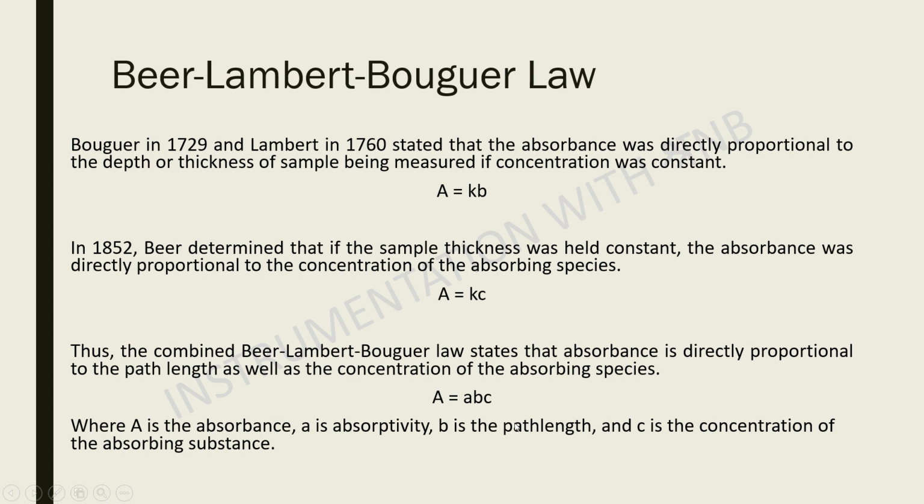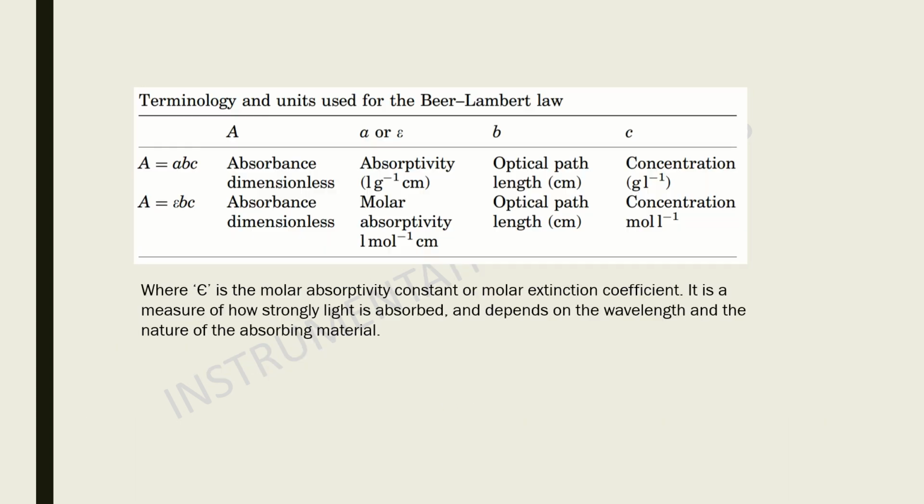where A equals abc, where capital A is the absorbance, small a is the absorptivity, b is the path length, and c is the concentration of the absorbing substance. You must have seen in different books that in some books the Beer-Lambert law is written as A equals abc, and in other books it is written as A equals epsilon bc. Is there any difference between a and epsilon?